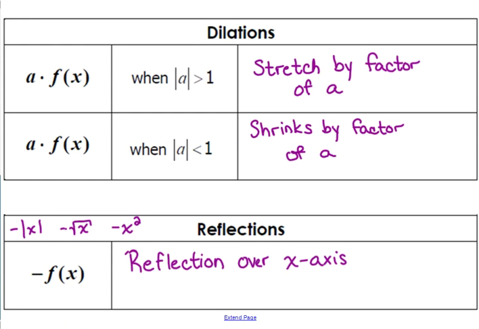Now I realize we didn't go over the parent functions for the square root and x squared. I'm kind of going off the assumption that you worked with that pretty closely in Math 2.